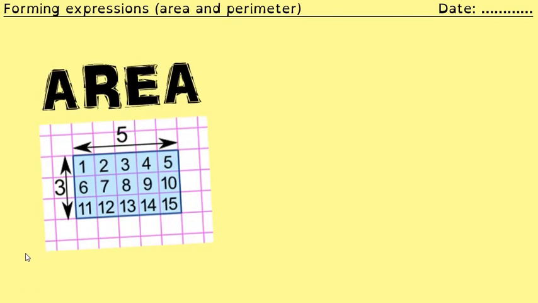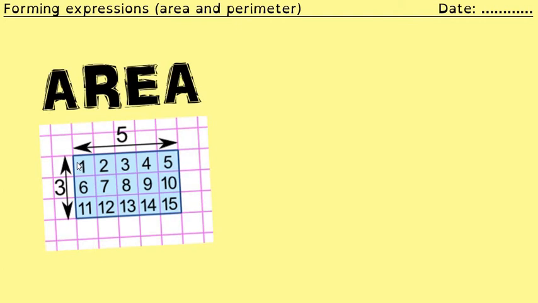So just before we start this off, just a quick reminder that when we find the area of a shape, that means we are finding how much space is contained within that shape. And hopefully this illustration can show you that within this rectangle there are 15 of these squares held within the edges of the shape. So that is your area.